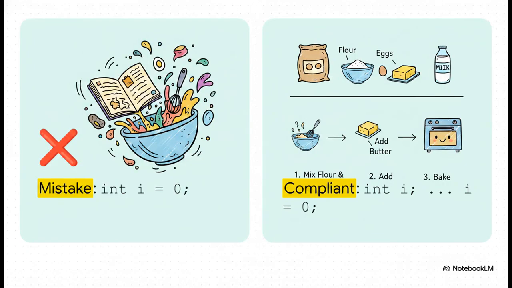Okay, listen up, because this one trips up everybody when they're starting out. You cannot declare a variable and give it a value on the same line. You have to declare all your variables at the very top of your function, then, after a blank line, you can start assigning values. Think of it like a recipe. List all your ingredients first, then start the instructions.